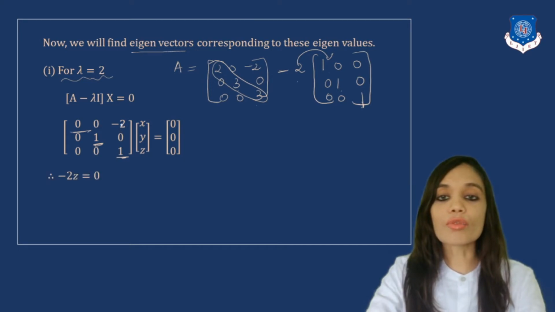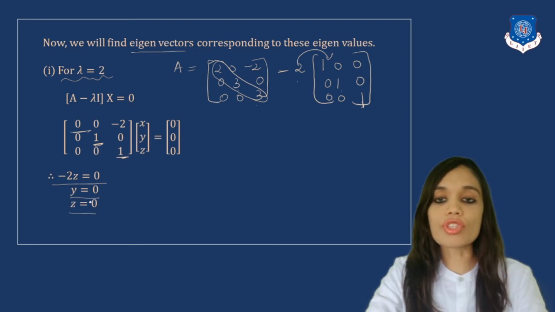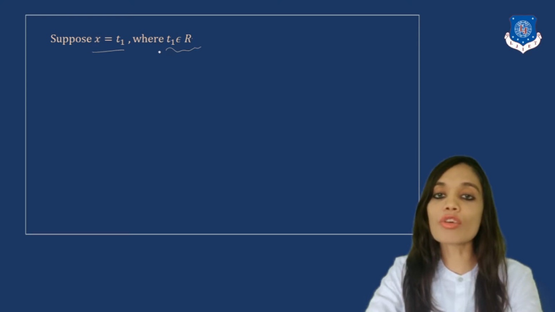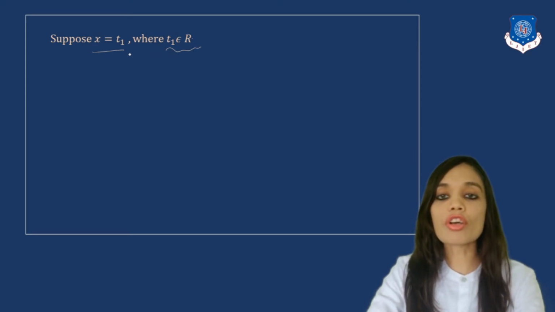Now let us write the equations from this. So the first equation will be minus 2z equals to 0. The next equation will be y is equal to 0. And the last equation will be z is equal to 0. So we have already found the values of y and z. But we don't have the value of x, right? So what we have to do now, we have to suppose x as T1, where T1 belongs to R. Remember, we will always get a homogeneous system and the solution of it will be infinite solutions, right?